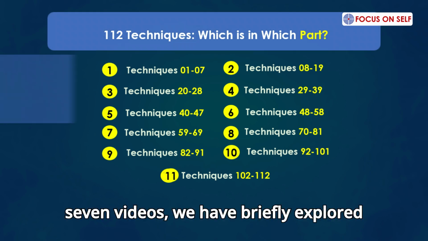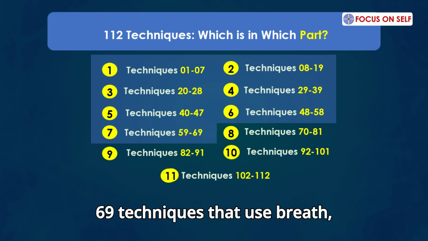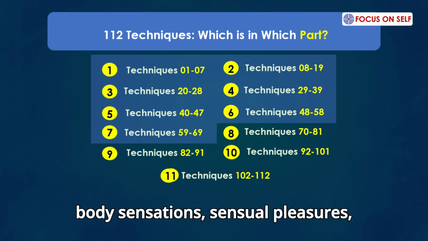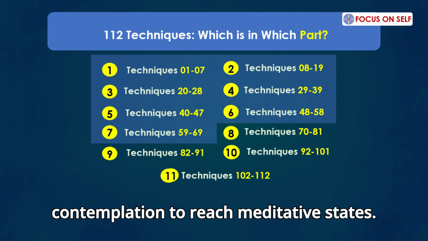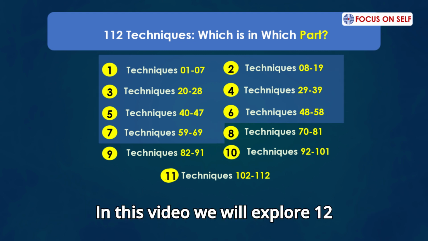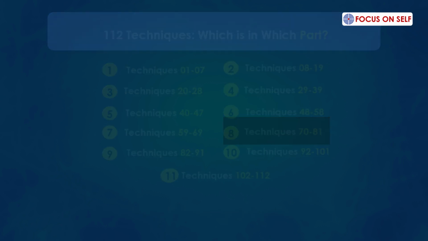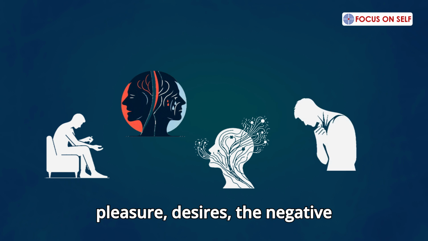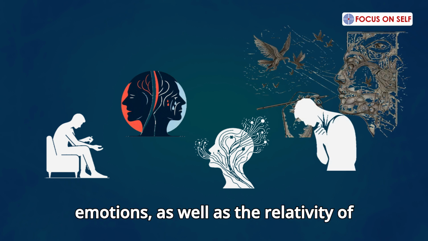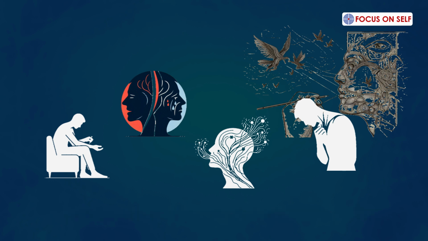In the previous 7 videos, we have briefly explored 69 techniques that use breath, body sensations, sensual pleasures, empty space, and so on as points of contemplation to reach meditative states. In this video, we will explore 12 techniques in which we get to see physical pain, thoughts of pain and pleasure, desires, the negative emotions, as well as the relativity of worldly phenomena becoming yogic paths. Let us begin.